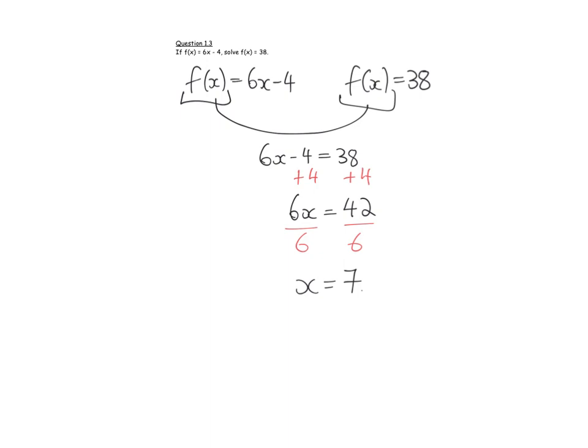The hardest part about this is when we have f of x here and here, just making sure that if f of x is equal to one thing and f of x is equal to another thing, then those two things also have to be equal because they're both equal to f of x. I'm hoping that makes a bit of sense.